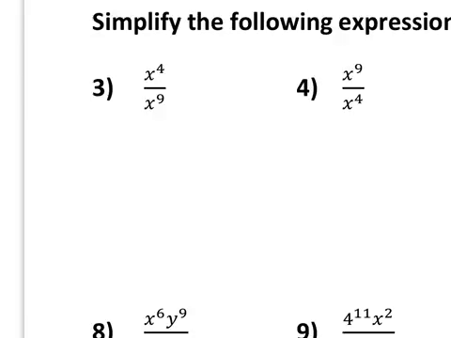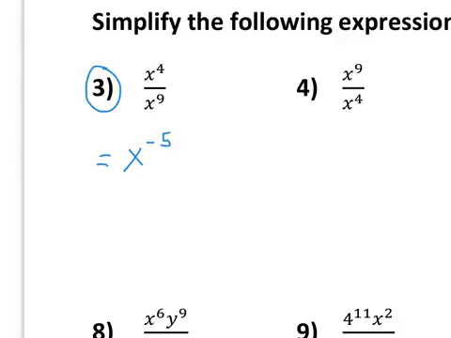So, for example, number 3. We have x to the 4th and x to the 9th. The base of both those terms is x. So we leave x the same and we subtract the exponents. So this becomes x, and then 4 minus 9 is negative 5. So one answer is x to the negative 5th.